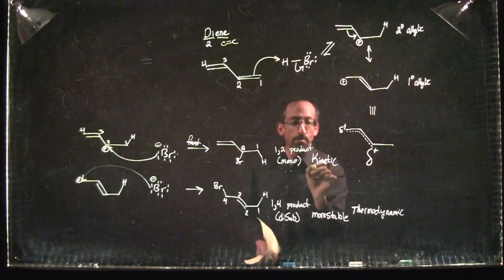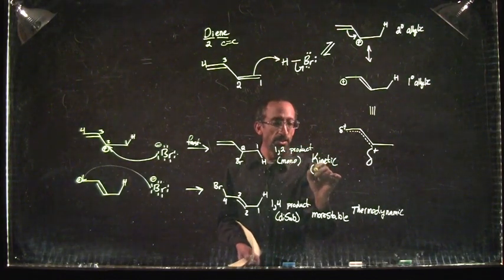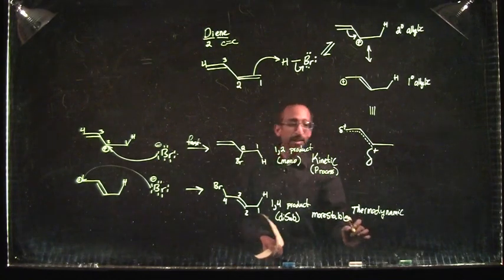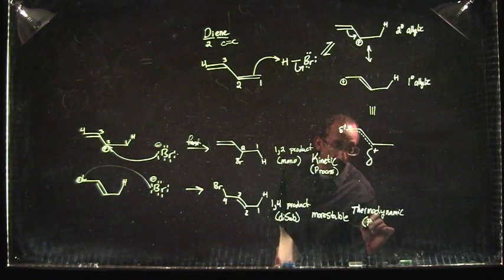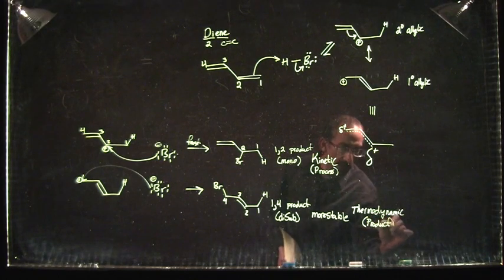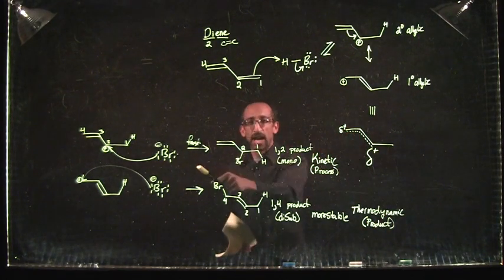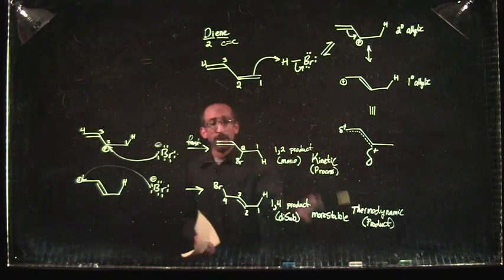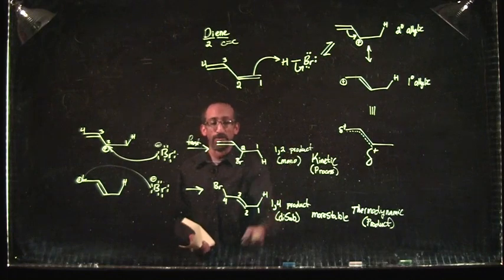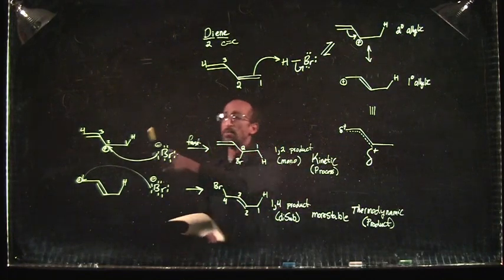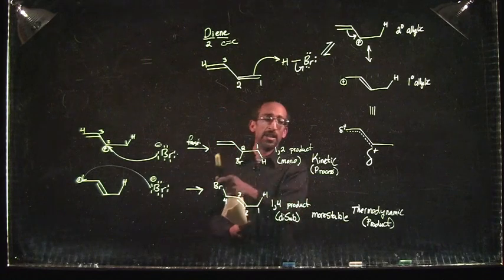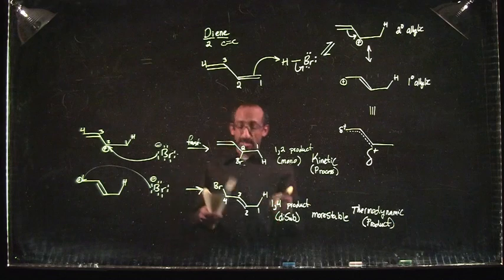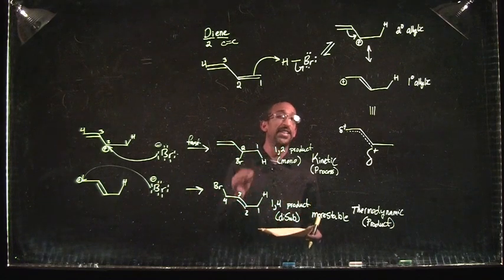Right? So kinetic only refers to the process, where thermodynamic only refers to the product. Kinetic, how we got there. Thermodynamic, what we ended up at. So these two labels are in addition to 1,2 and 1,4. Kinetic product is the product obtained through the faster process, thermodynamic product is the product that is the most stable. So that's pretty much all that I have to give you on this.